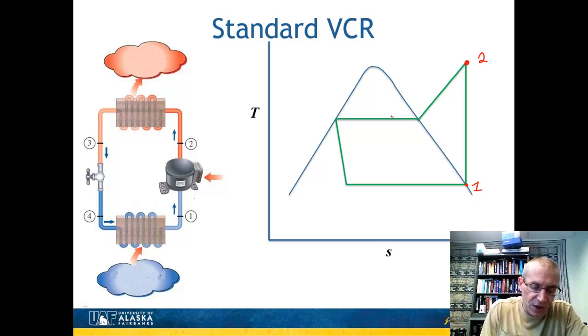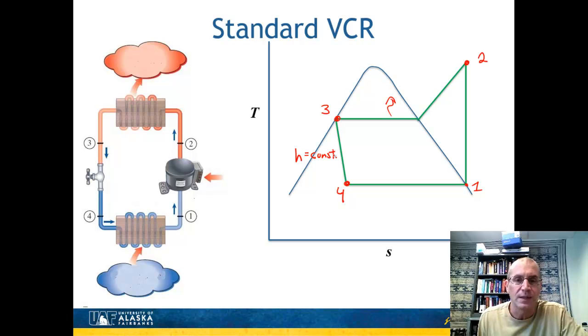Then we have the heat exchanger. Heat is leaving. Usually this results in something pretty close to a saturated liquid. That saturated liquid is then run through the throttling valve. This is an isenthalpic state down to 4. Isenthalpic, remember, says that the enthalpy is equal to a constant.